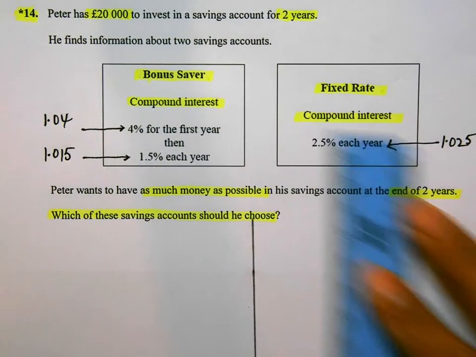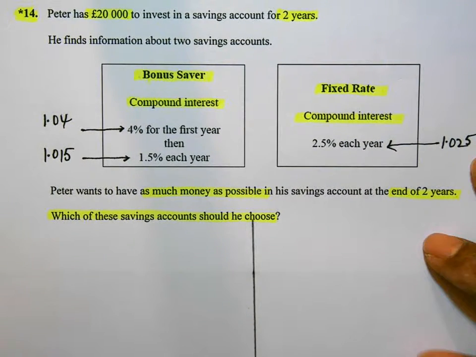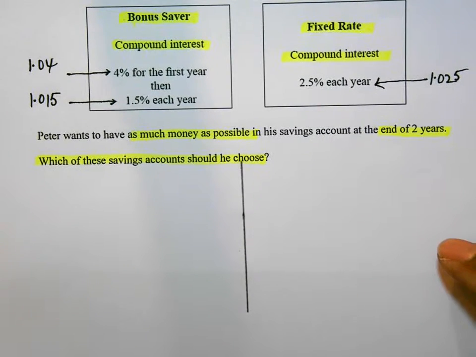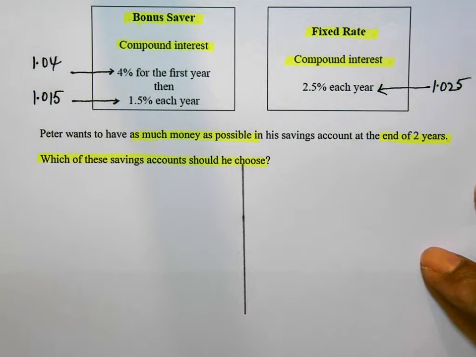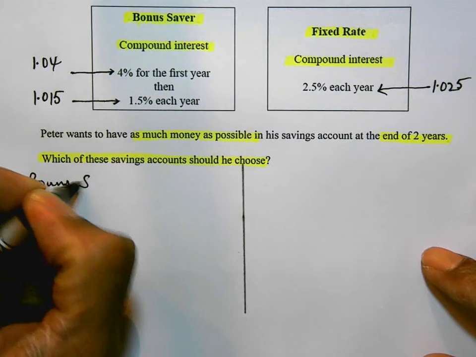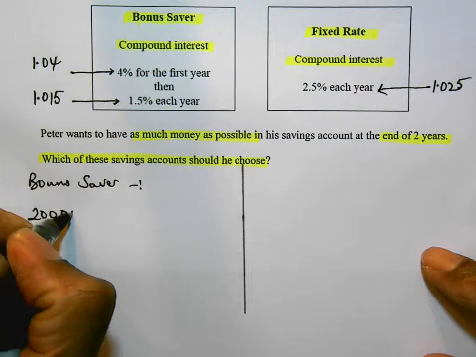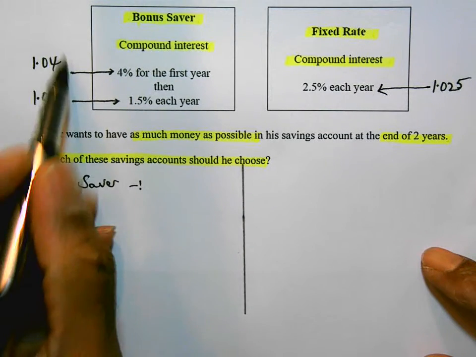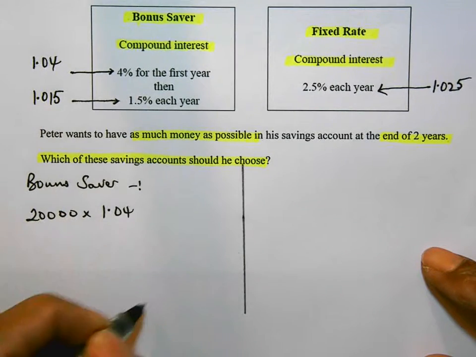So I'm going to split the page in two, and do my workings for the bonus saver on one side and for the fixed rate on the other. Now remember he has £20,000 he wants to save, for 2 years. So for the bonus saver, he has £20,000 he wants to save, and he's going to save it for the first year at a rate of 1.04.